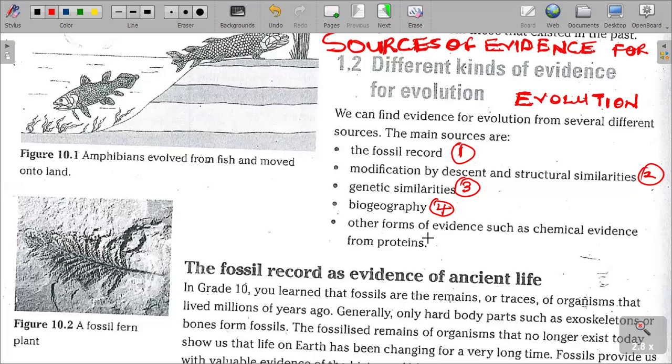So, without wasting any time, these are the sources to use when we are to explain evolution. If we are to understand that evolution has occurred, where can we get information? Where can we get evidence that can support that evolution is taking place or has taken place? So please understand that these are the sources. And if you see any question which would ask you about that, take note of this.